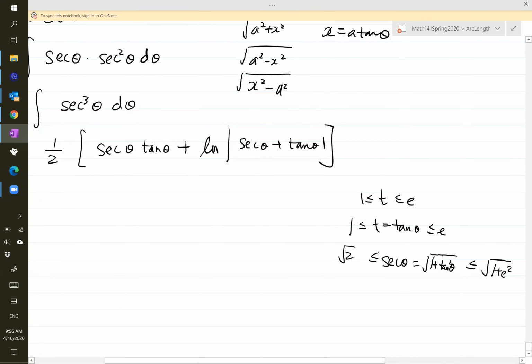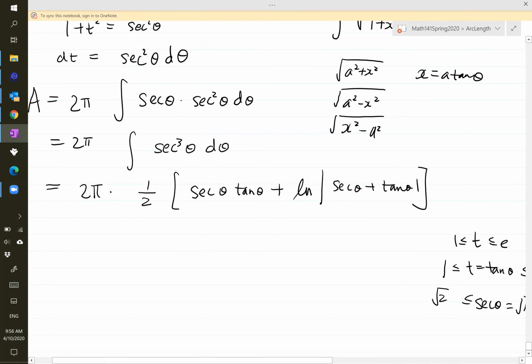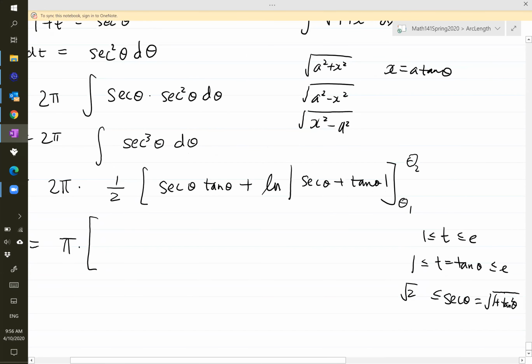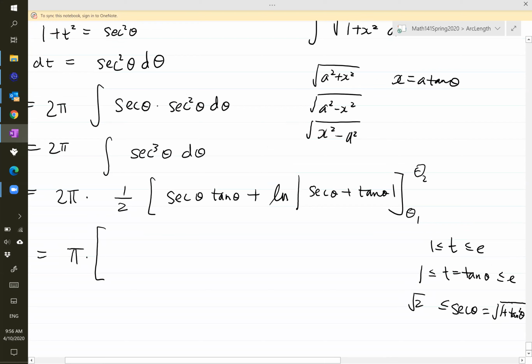So we subtract theta 1 from theta 2. This is 1/2 times 2 pi, you get a pi. Plugging in theta 2, tangent theta is e and secant theta is the square root of 1 plus e squared. So this is the square root of 1 plus e squared times e, and the ln term is ln of the square root of 1 plus e squared plus e.